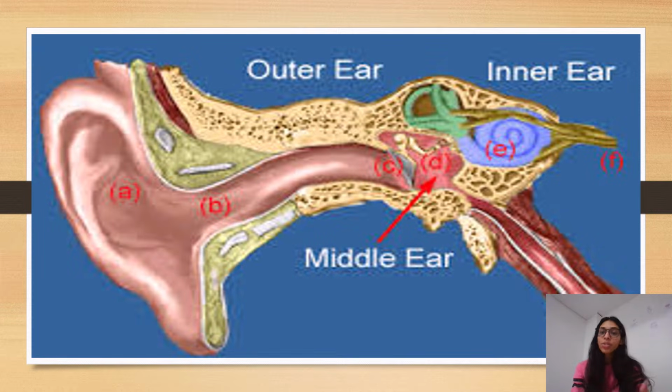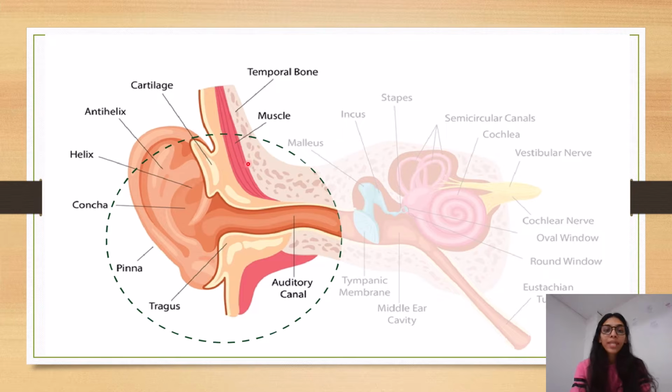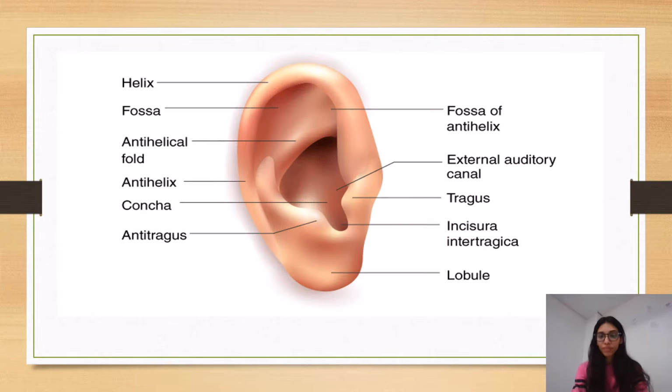So the human ear can be majorly divided into three parts: the outer ear, the middle ear, and the inner ear. Okay, so as we move to the outer ear, it basically consists of the auricle or the pinna. The pinna is also known as the auricle, which is the outer portion which is visible, and the ear canal or the external auditory meatus. So let's talk about the pinna.